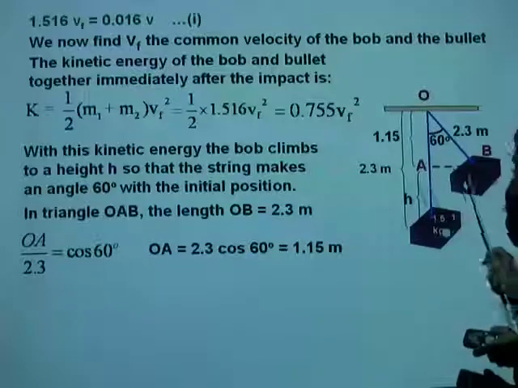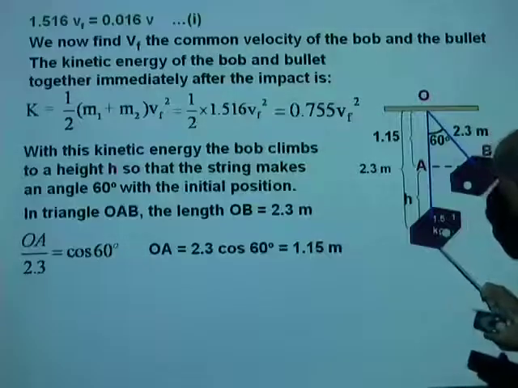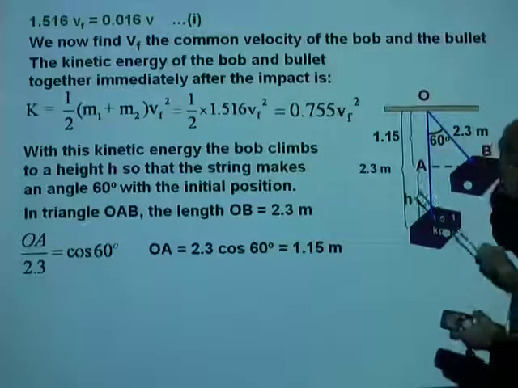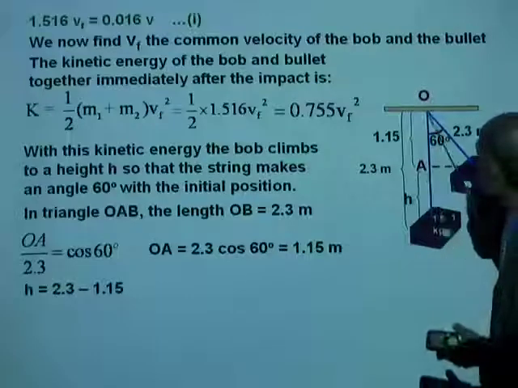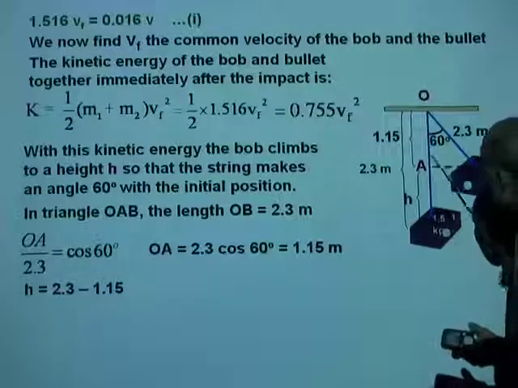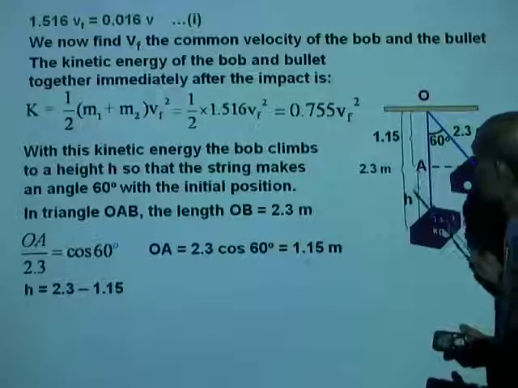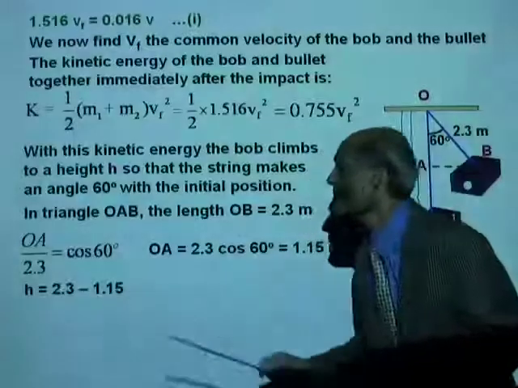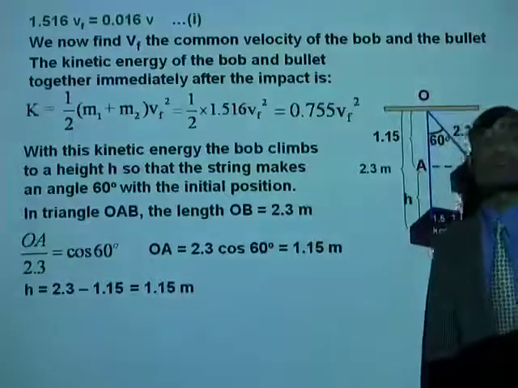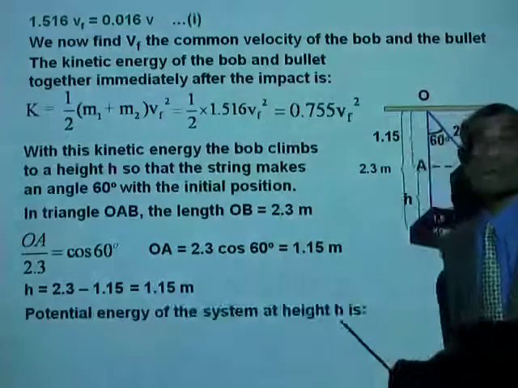That is the height to which the pendulum has been raised, isn't it? When the pendulum is hit, it rises, and this is the vertical height h, and that h equals the whole length, 2.3, the length of the pendulum, minus OA, which is 1.15. Therefore, h is 2.3 minus 1.15. That is 1.15 meter. So the system has been raised to that height.